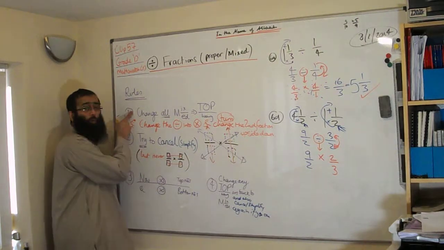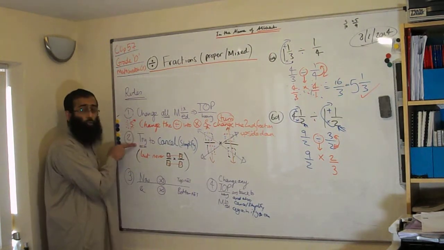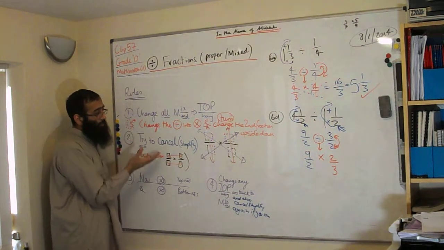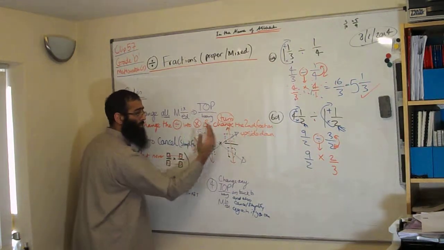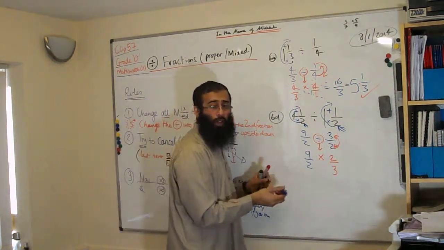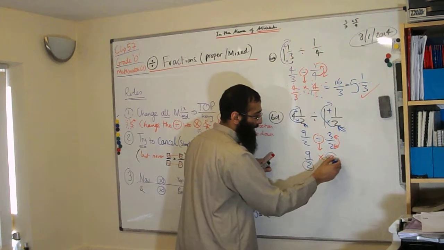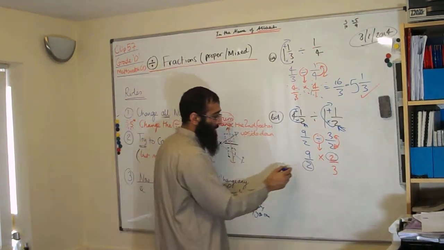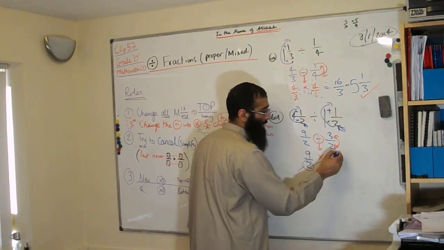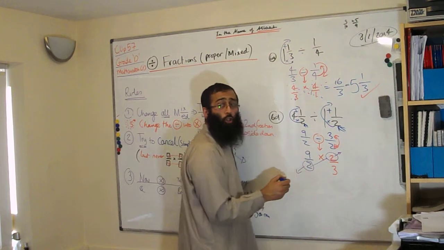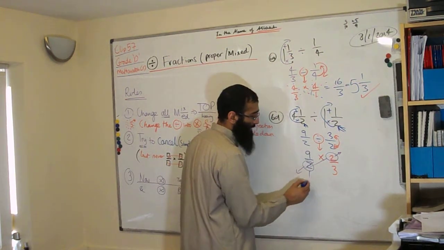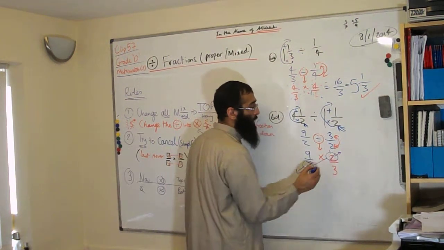Alright, so we've done step 1, we've done step 1.5, now we have to go to step 2, which is try to cancel or simplify diagonally or vertically. So let's have a look at our diagonals. So this diagonal here, can we cancel them? Yes. 2 and 2 can both be cancelled by dividing by 2. So 2 divided by 2 will give you 1, 2 divided by 2 will give you 1.